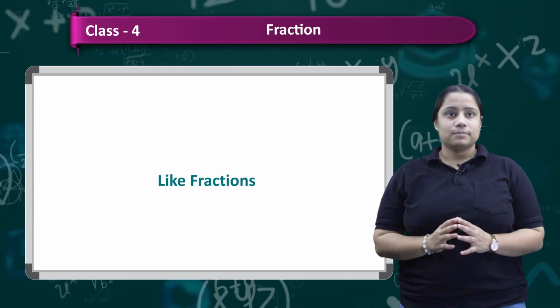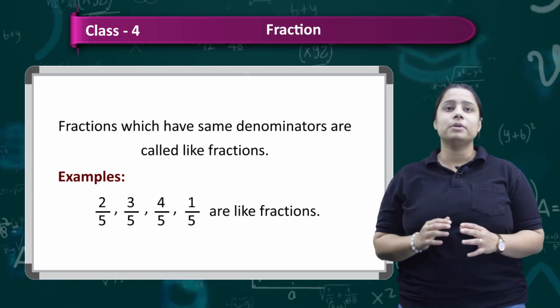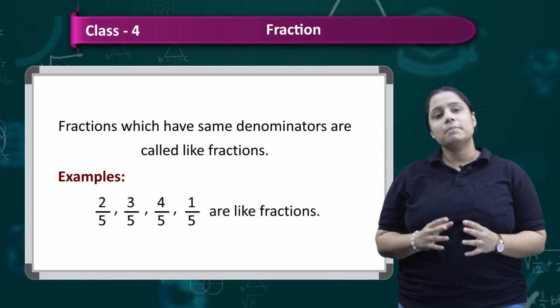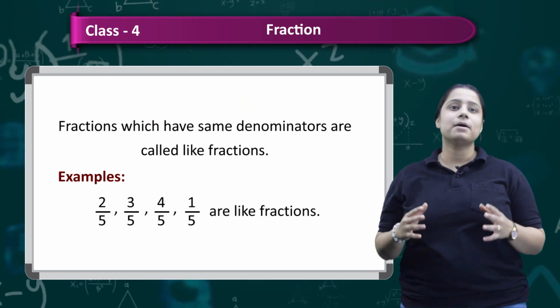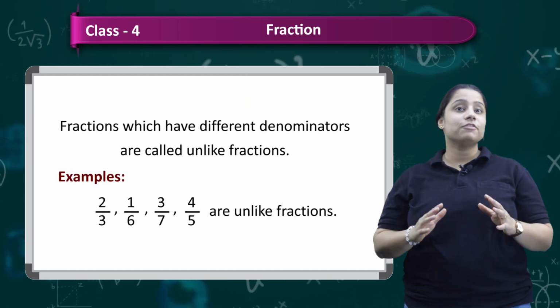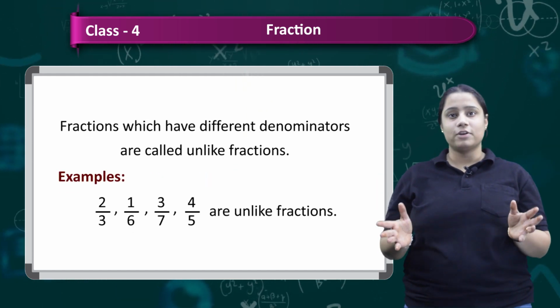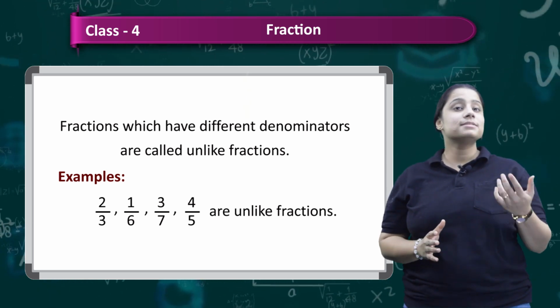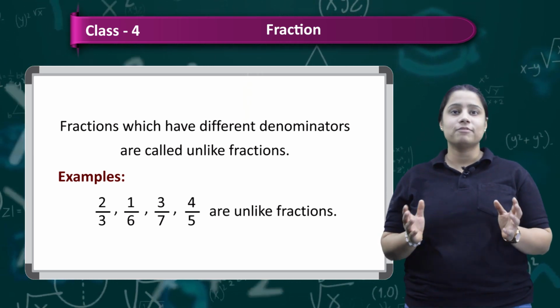Like fractions. Fractions which have same denominator are called like fractions. Example 2 by 5, 3 by 5, 4 by 5, 1 by 5 are like fractions. Unlike fractions. Fractions which have different denominators are called unlike fractions. Examples 2 by 3, 1 by 6, 3 by 7, 4 by 5 are unlike fractions.